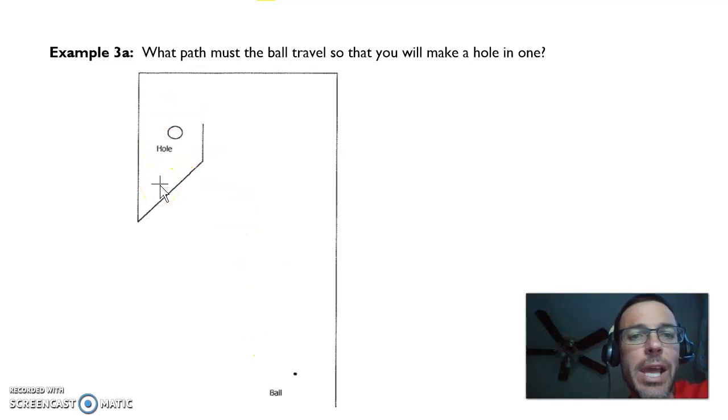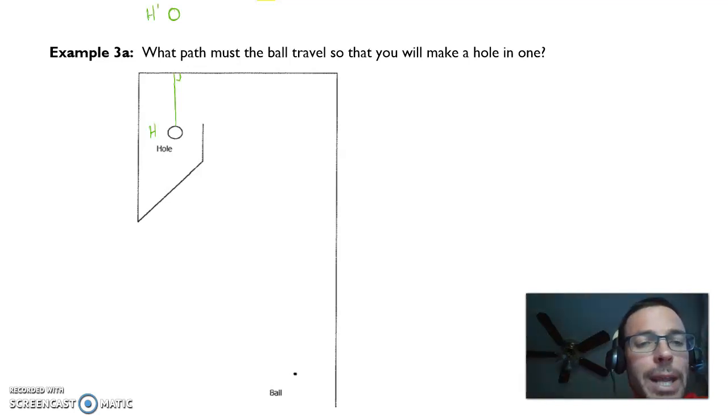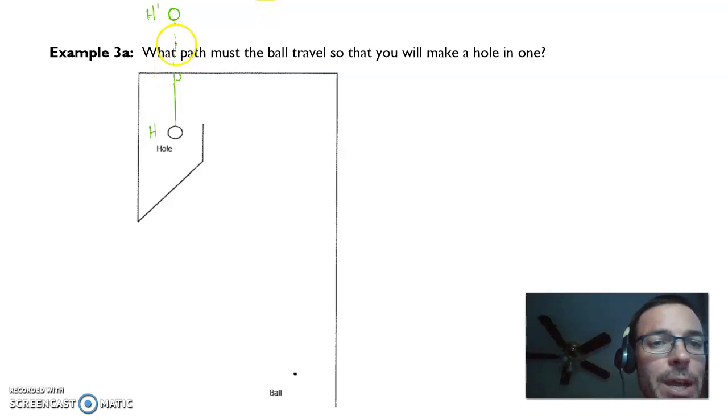So where do we aim? Is it just a guessing game? Well, mathematically, geometrically, we can find this using reflections. So to start with, if I call the hole point H, it is a very specific distance away from the wall that we're going to have to bounce our golf ball off of. And that distance is measured perpendicular. If I extend that and reflect over that wall, where this distance is identical to this distance, they're both perpendicular.